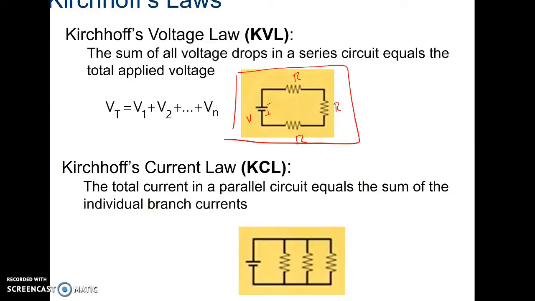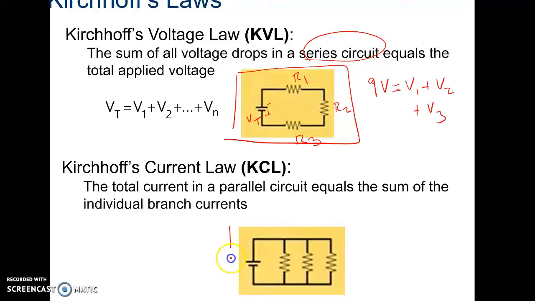And Kirchhoff's voltage law says that the voltage through resistor 1, the voltage through resistor 2, and resistor 3 equals the total voltage of the battery. So let's say the battery is a 9-volt battery. Then the voltage, if we were to measure it through resistor 1 plus 2 plus 3, would equal 9 volts. Okay, so that's what Kirchhoff's voltage law means, and this is applicable for series circuits.